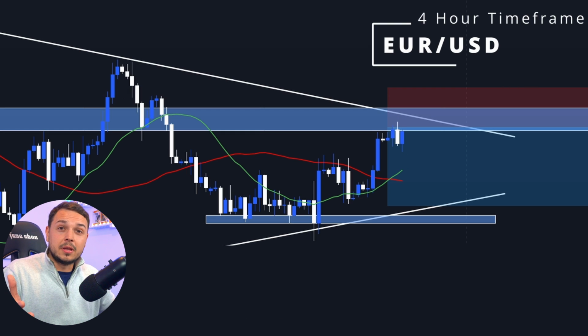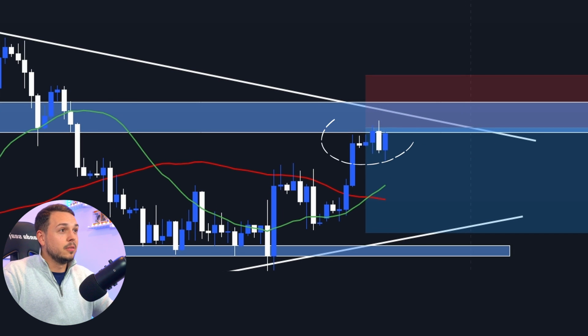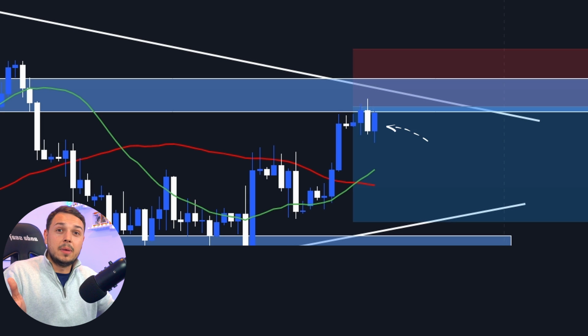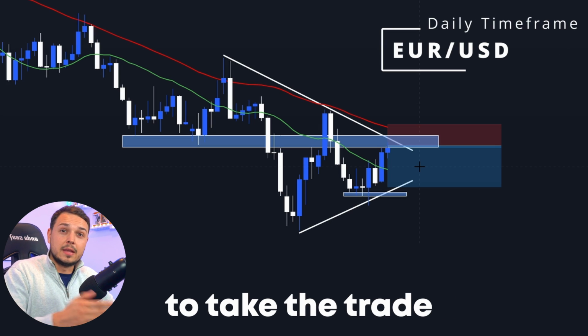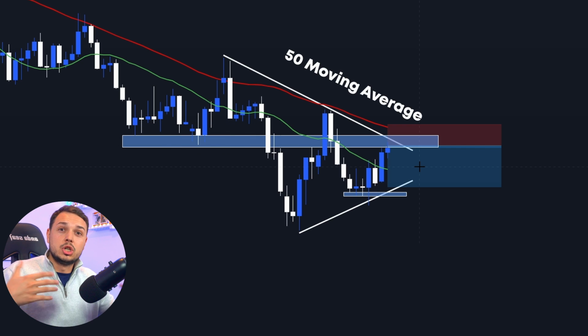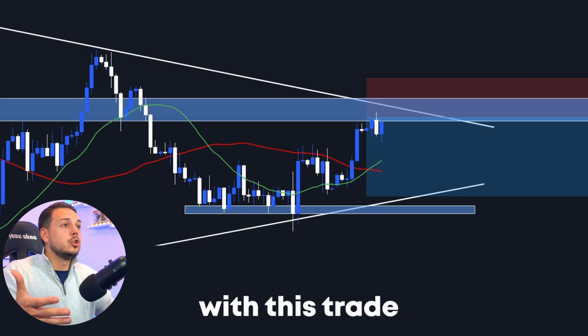I'm curious if you can spot it, but another great indication was a bearish engulfing candlestick. And although the newest candlestick was forming a bullish hammer, I was not scared to take the trade because of that daily area of sensitivity and the 50 moving average, which usually reacts as a great resistance zone. So let's just quickly take a look at what happened with this trade.